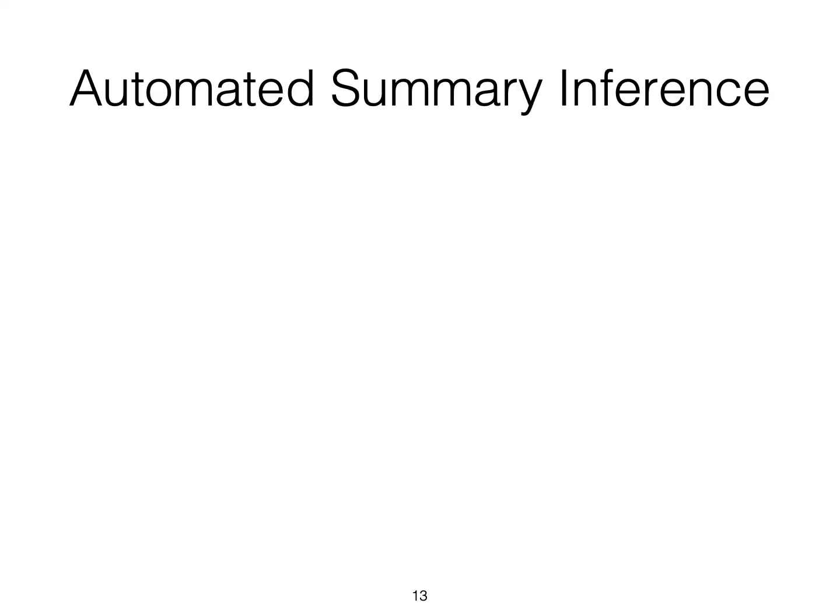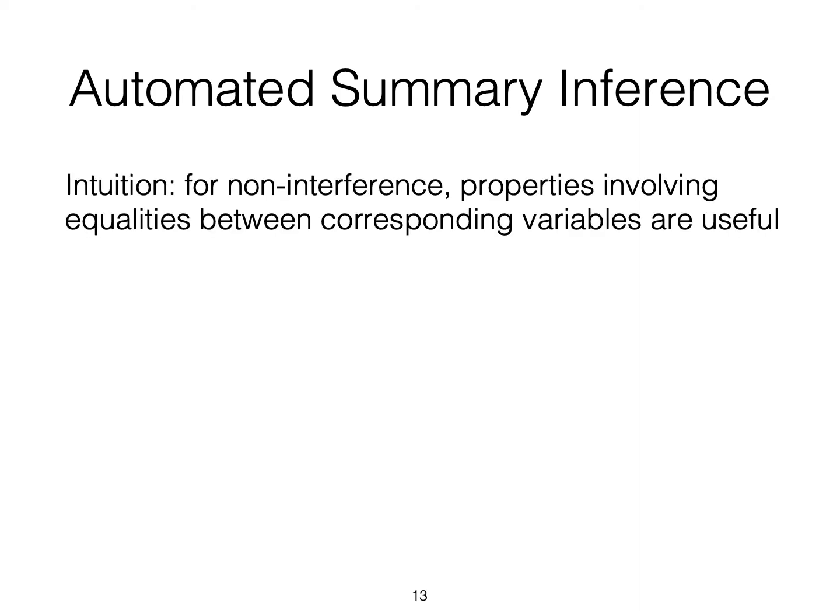What we'd like to do is automate away the need for user-provided annotations. And in order to do that, we're going to first consider the types of summaries that would be useful to infer. And the insight here is that for non-interference, properties that involve equalities between corresponding variables, that is, the primed and unprimed versions of a particular variable, are useful.